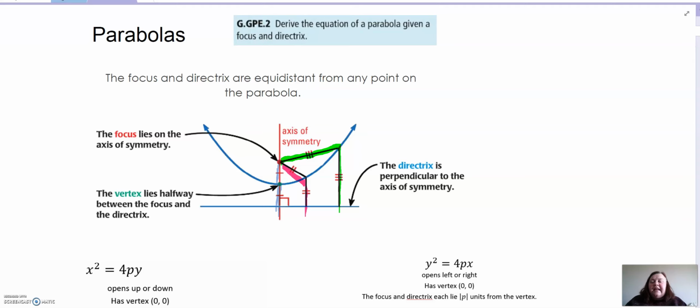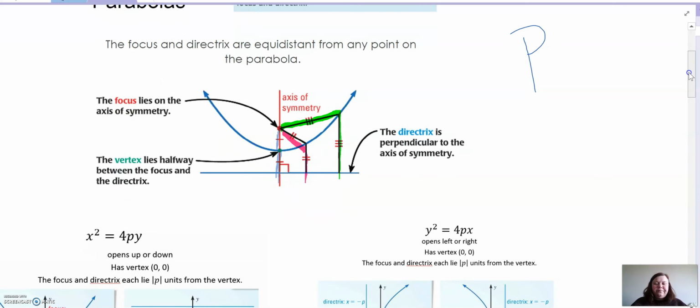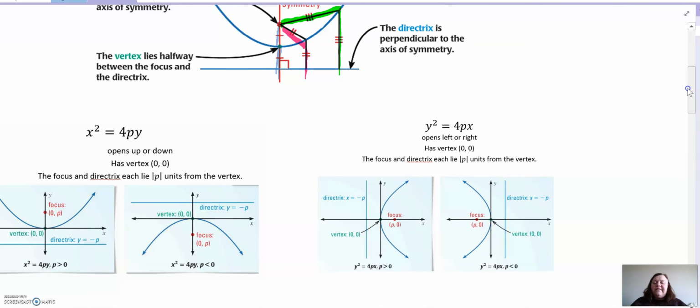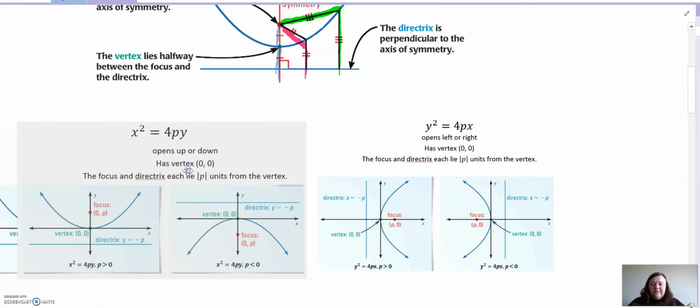Now the focus is an exact point on this axis of symmetry, and it's usually referred to with the letter P. So we're going to use P with the focus and the directrix, and you're going to see this in our equations below. Now with our equations, it does look a little bit different than how we wrote parabolas in quadratic equations. This time, the variable that is squared is by itself. So we have x squared equals and y squared equals.